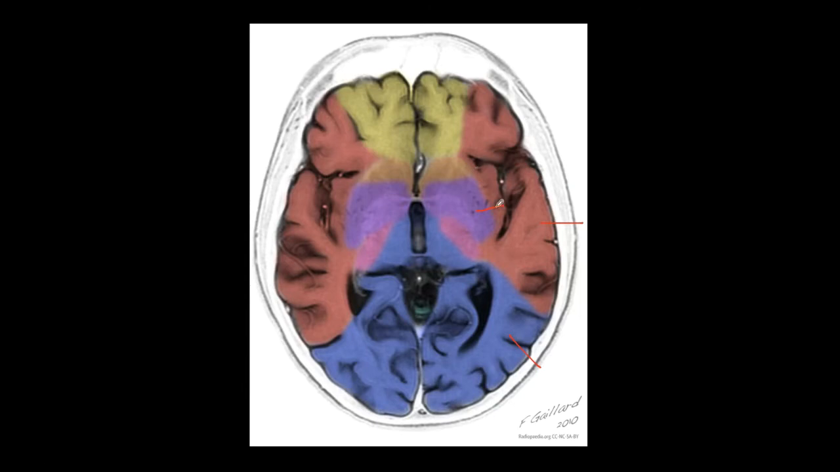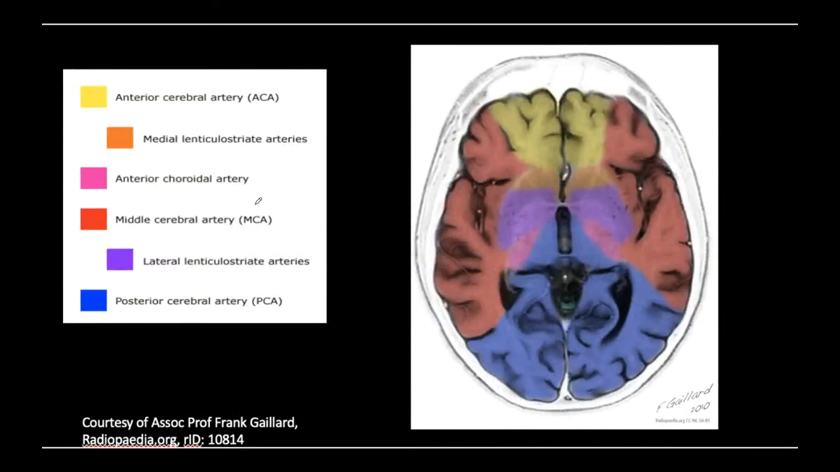Okay, so how about this one? What feeds the region of the basal ganglia? So you have a couple. These come off the M1 segment, the middle cerebral arteries. So which one would it be? So this is the medial and this is the lateral lenticulostriate branches, okay? And this would be the region of the anterior choroidal distribution. So here it's color coded, and you were right. So just remember the medial lenticulostriate, lateral lenticulostriate arteries, and the anterior choroidal.